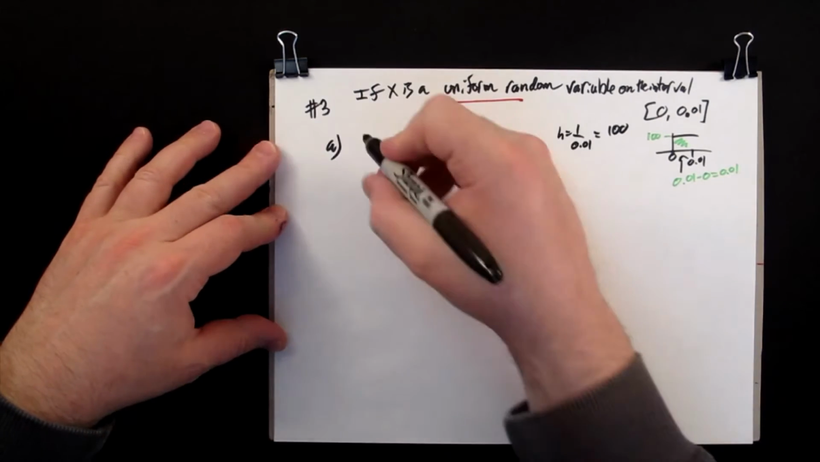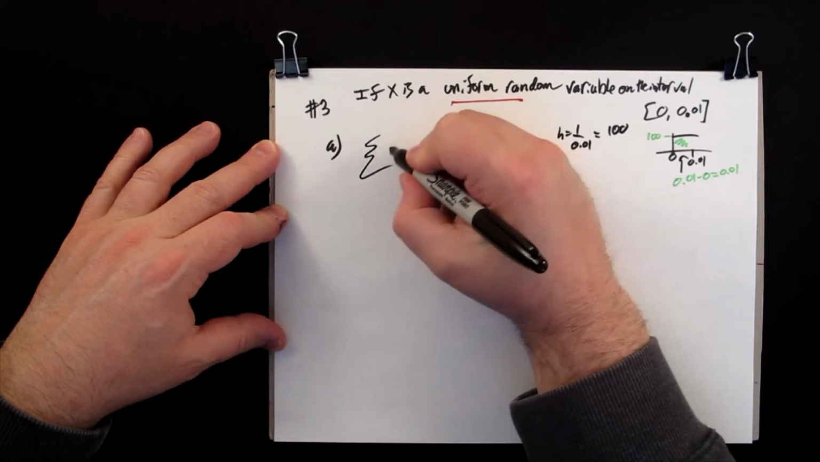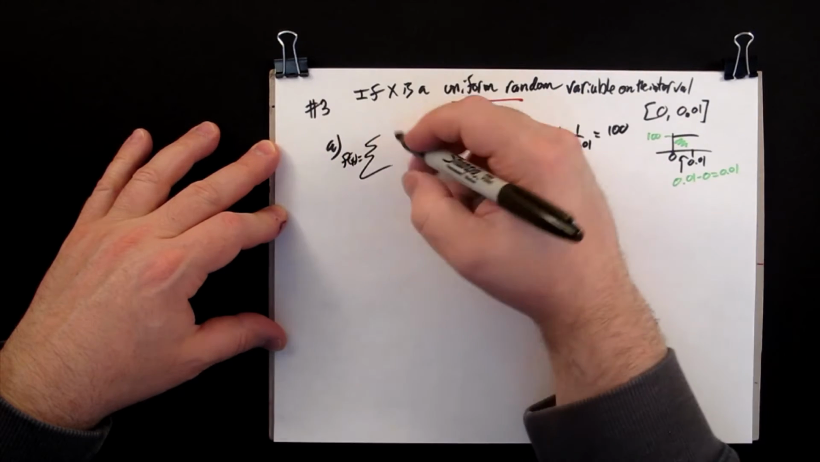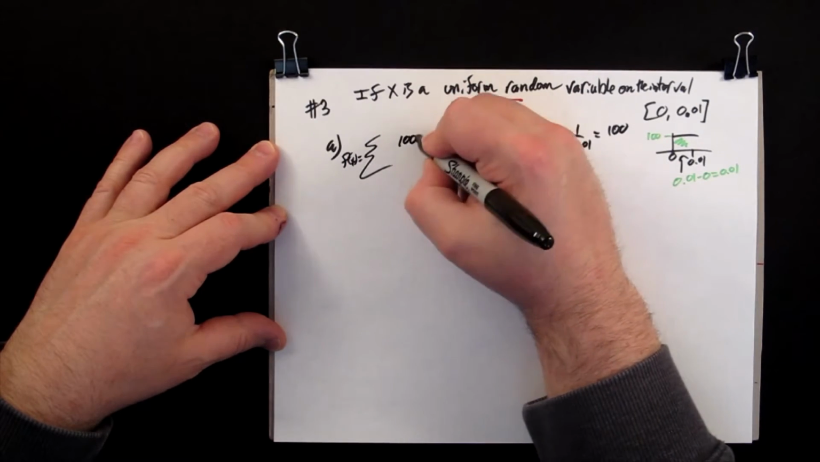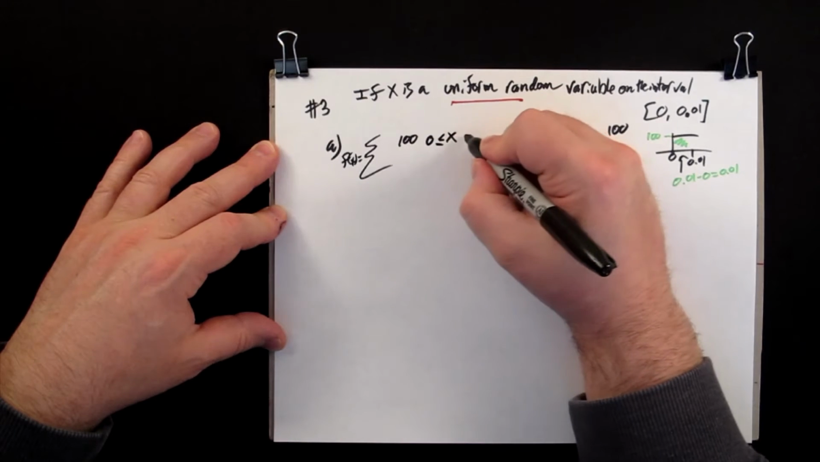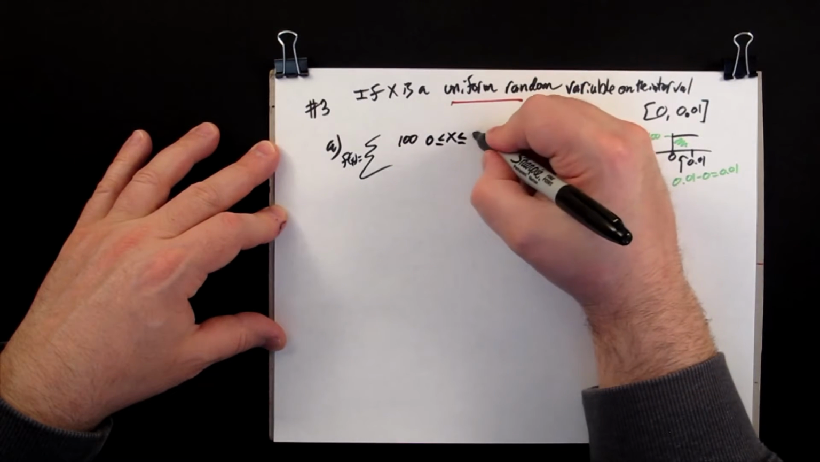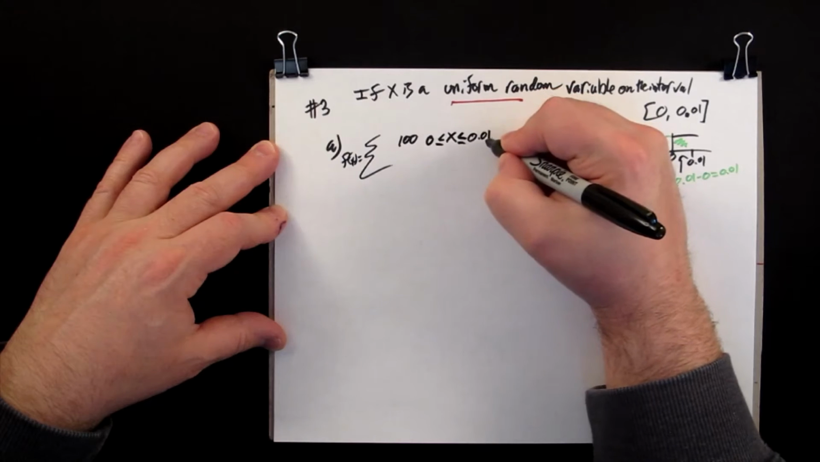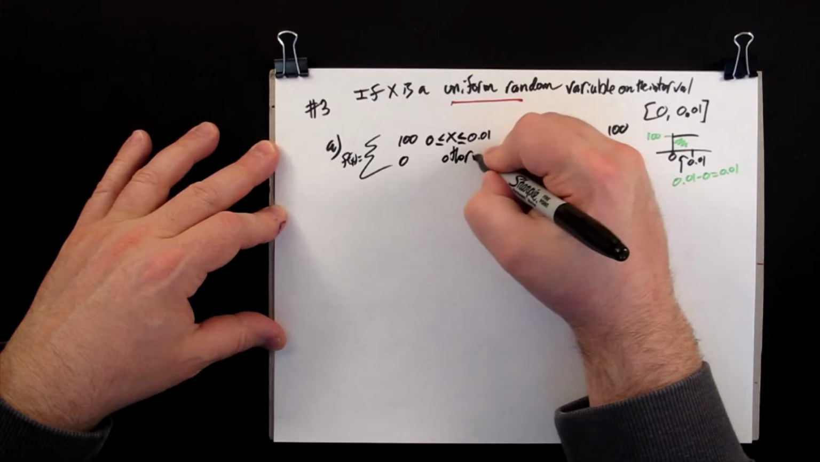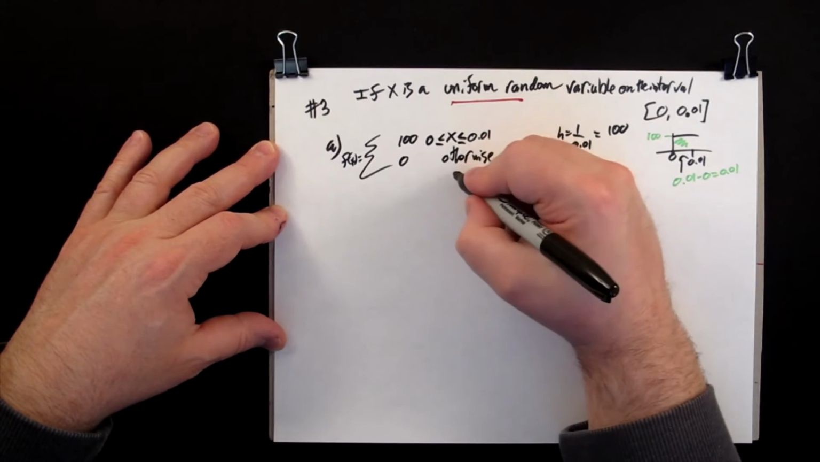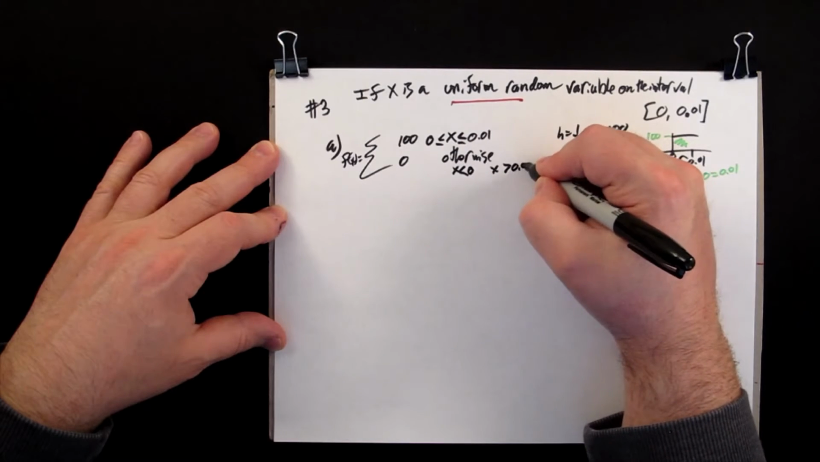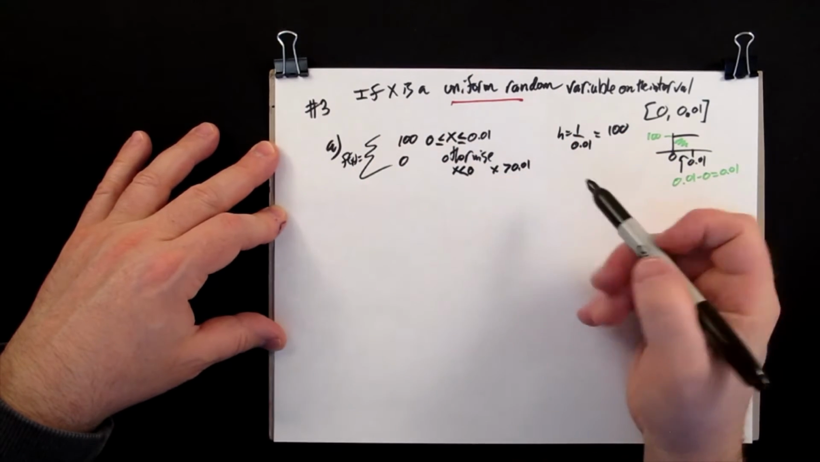So the formula that's going to give us that is: it's going to be 100 when x is between 0 and 0.01, and it's going to be 0 otherwise. Okay, so that means when x is less than 0 or when x is greater than 0.01. All right, so that is the PDF.